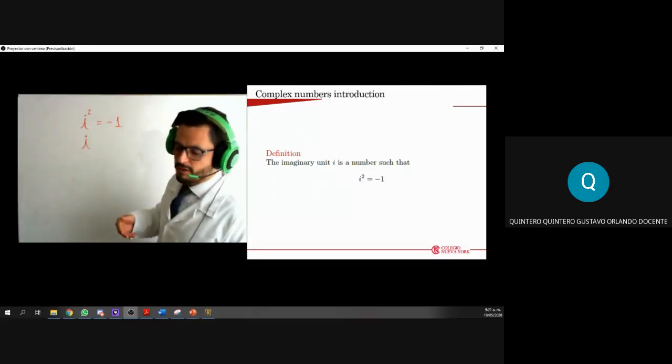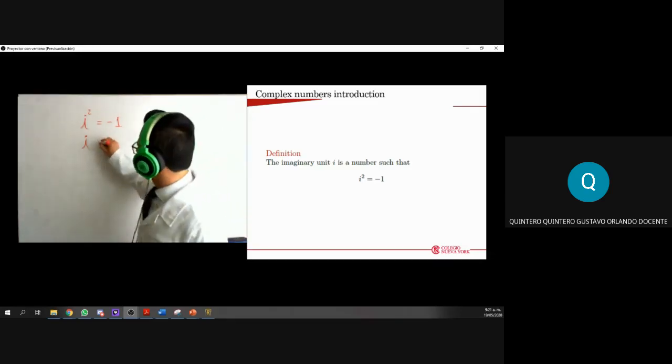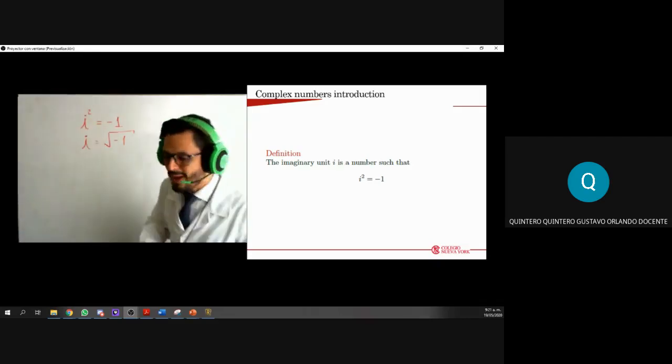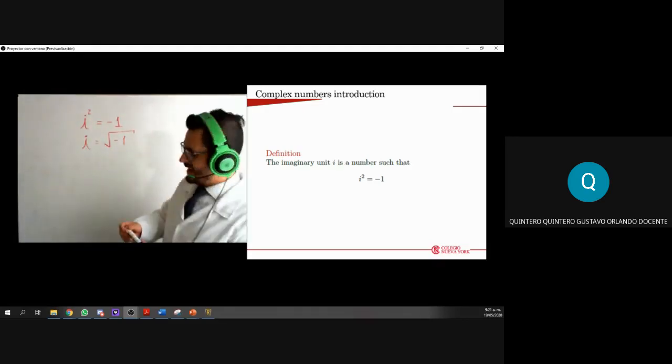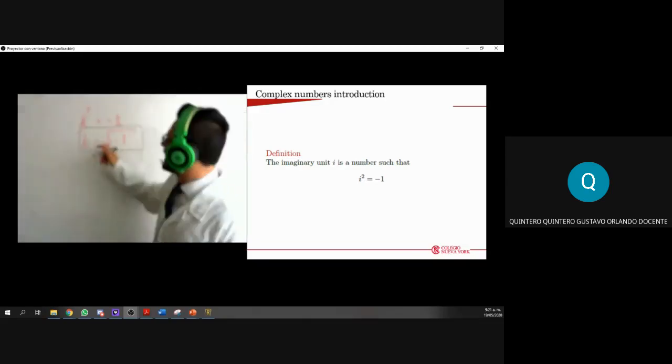It's not going to be a variable. We just want to find the real value of i, and it is absolutely simple. Of course, it's going to be the square root of -1. So what we have here is the first possible solution for a negative root.